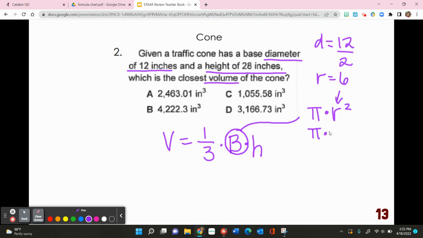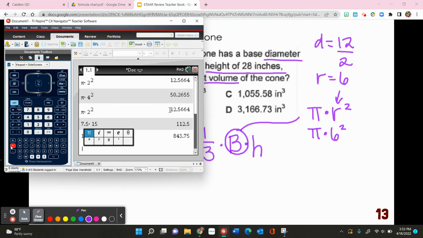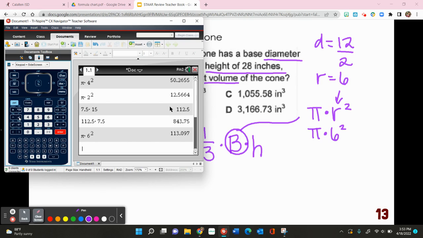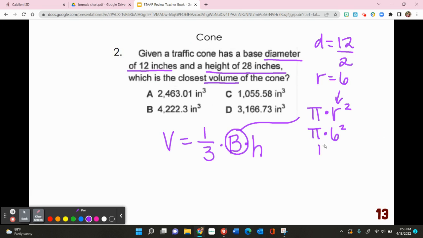So I'm going to plug this into my problem. So I have pi times 6 squared. So pi times 6 squared gives us 113.097, which we can round to 113.1. So we're going to plug this into our formula. So we have 1/3 times 113.1 times the height of our cone, which is 28.